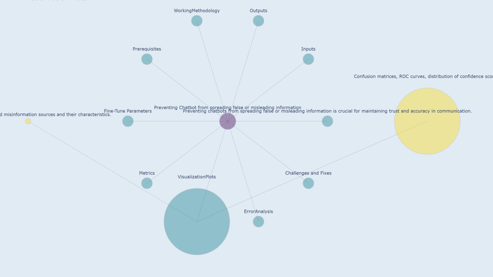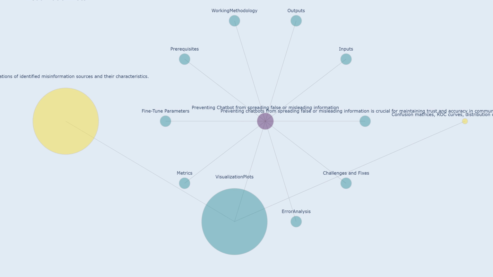Visualization plots. Visualizations such as confusion matrices, ROC curves, and the distribution of confidence scores can provide insights into the chatbot's performance. These plots help identify areas where the chatbot may be struggling and guide the development of improvement strategies. Visualizing identified misinformation sources and their characteristics can help understand the nature of misinformation being spread. This includes identifying the types of sources, their motives, and the characteristics of the information they spread.